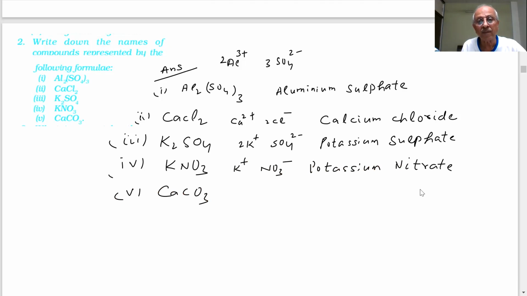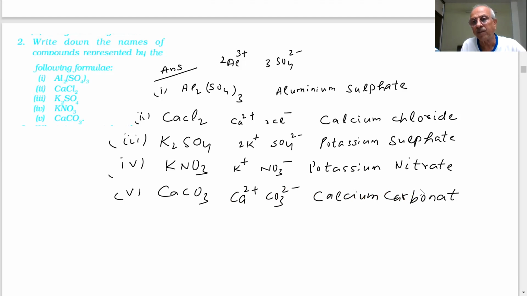Calcium carbonate. So what will be the name of this? Ca, and this is CO3. How do we write it? What is the valency? These are the ions. What will be the name of this? Calcium carbonate. Calcium carbonate, students.